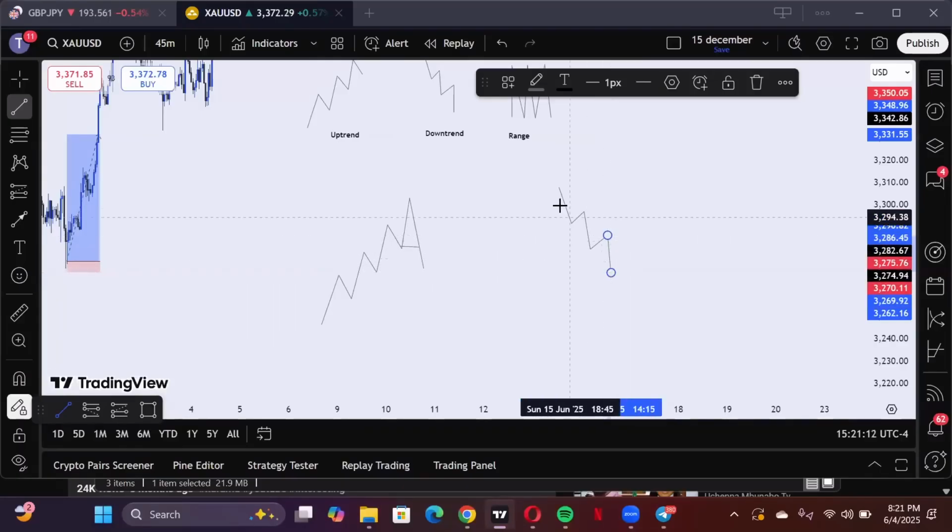So the pattern of a downtrend is made up of what? Lower highs and lower lows. It means that if markets should deviate from making lower highs and lower lows, it means that market is no longer on a downtrend, but is now shifting structure to the upside.